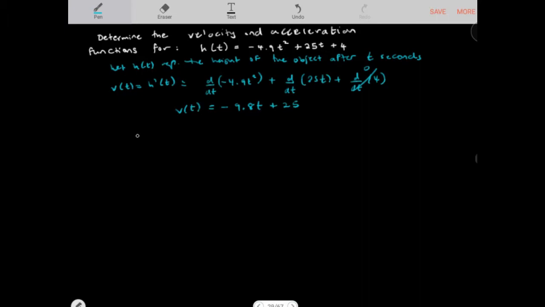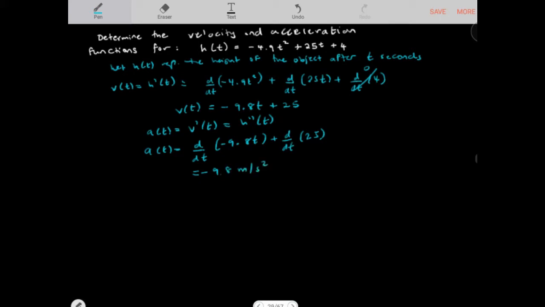Okay, the acceleration function is the rate of change of velocity, right? So the acceleration function is the first derivative of the velocity function, or the second derivative of your position function. In this case, I'm taking the derivative of negative 9.8t plus the derivative of 25, right? We're basically using the sum rule here, and then this becomes negative 9.8 meters per second squared.